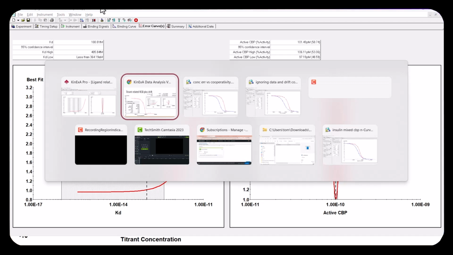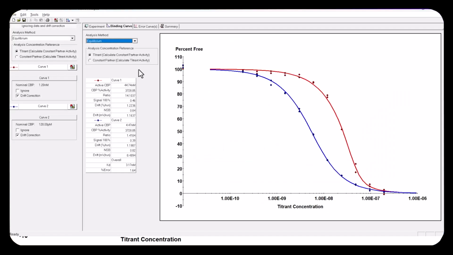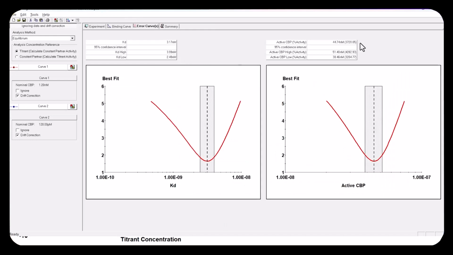I'm going to go back and pick it up. And that was in this very first one, I think. Yeah. There's a problem here. Maybe some of you picked it up and I glossed right over it. Now, the problem is that it says it's resolved the CBP activity between 38 and 50 nanomolar, but that's 3,728% above the nominal CBP. That's 37 times higher active CBP than there is total CBP in this system. And that's a red flag.